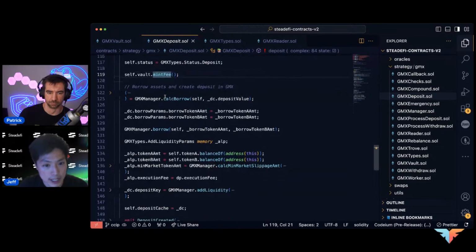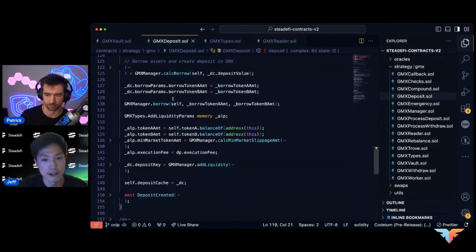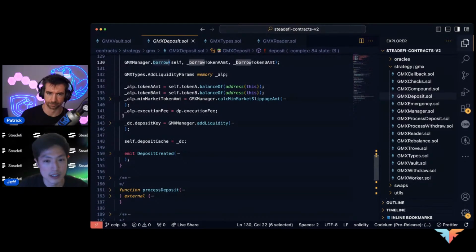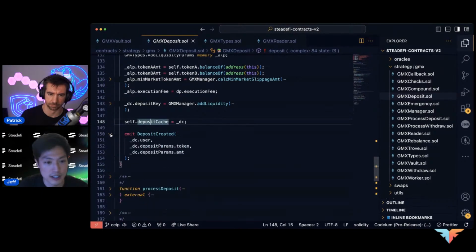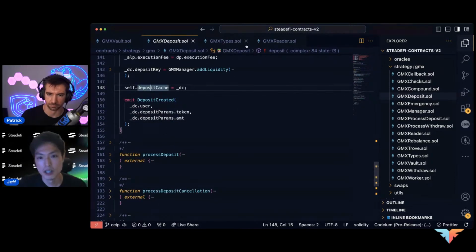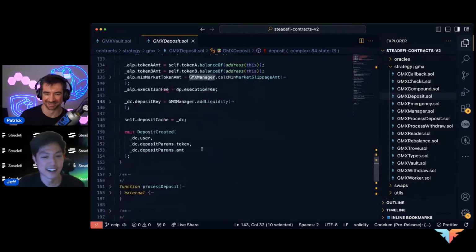We go ahead and mint fees to the protocol. We do some calculations for how much we need to borrow to leverage up and whatnot. Do the actual borrow, add the liquidity into GMX through the GMX manager, store all this data, and then emit the event, and this is the created event. So that's the first transaction that goes into GMX. And I'm skipping a little bit here in the contracts because I know we're running out of time.